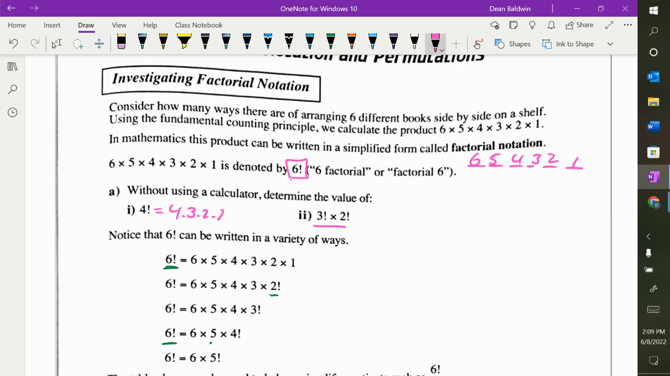Now, you are not allowed to multiply factorials. So 3 factorial times 2 factorial does not equal 6 factorial. What it equals is 3 times 2 times 1 times 2 times 1. What's 3 times 2? 6. Times 2 is 12, times 1, so it equals 12. You can't just multiply the factorials together. You have to actually get the number and then multiply it.